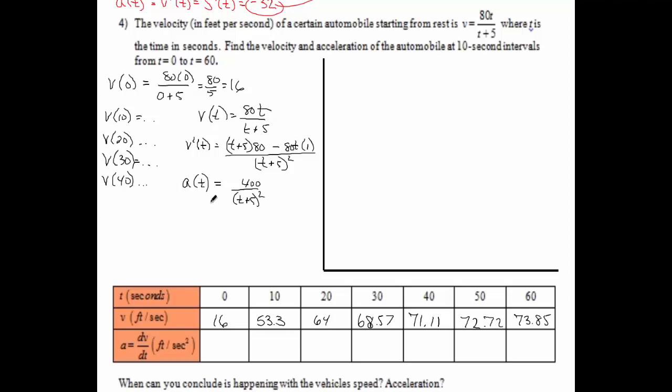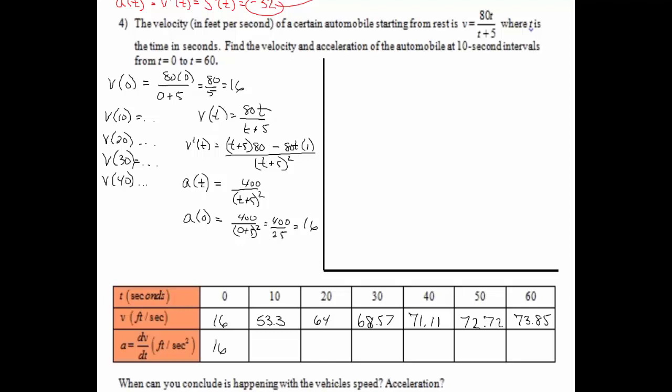So again, if we want to find the acceleration at time 0, the moment we're starting, we plug in 0 for t, or 400 over 0 plus 5 quantity squared, which is 400 divided by 25, which turns out to be 16. So the acceleration of this car at time 0 would be 16 feet per second squared.